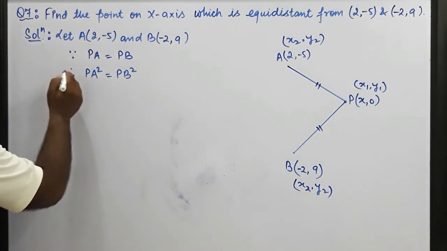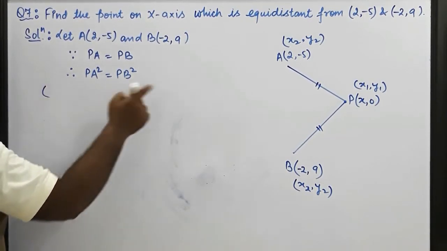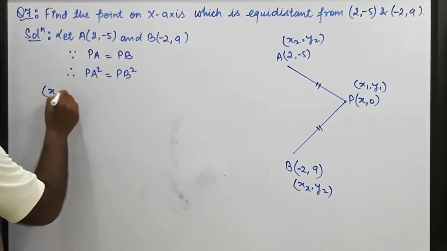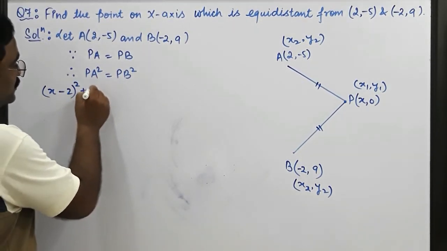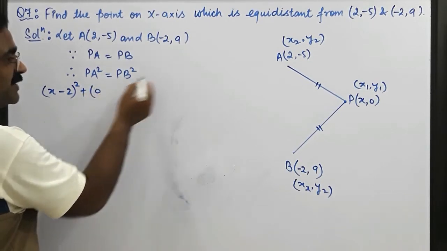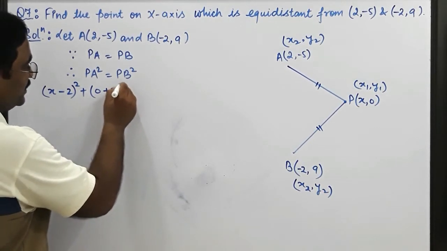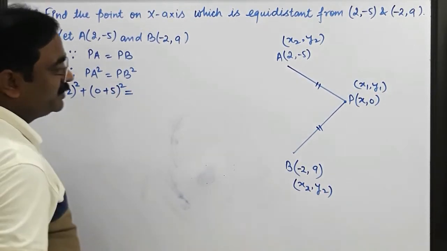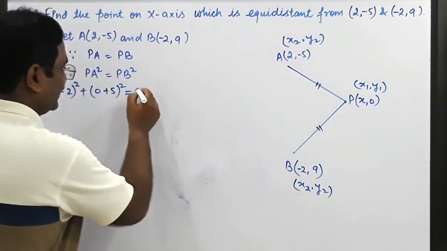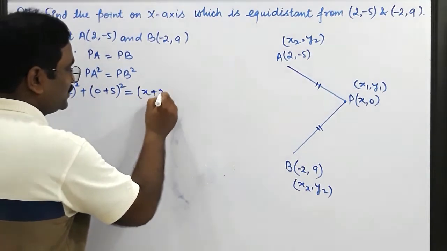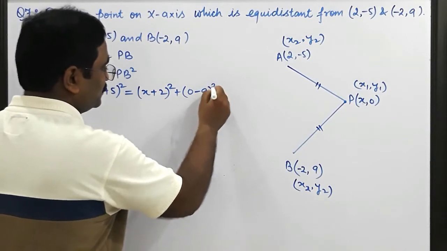Now substitute the values. It is a square, so no need to write the square root. x1 is x, minus x2 is 2, whole square, plus y1 is 0, minus y2 is minus 5, so plus 5, equals to, now let us find the measure of PB. So x plus 2 whole square plus 0 minus 9 whole square.